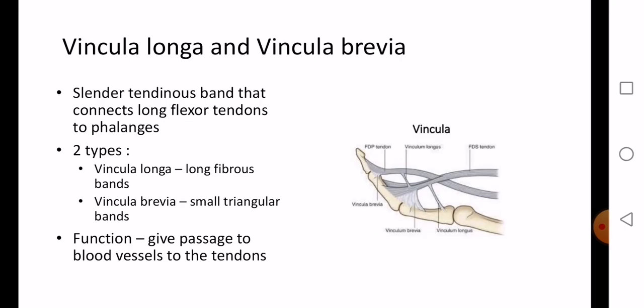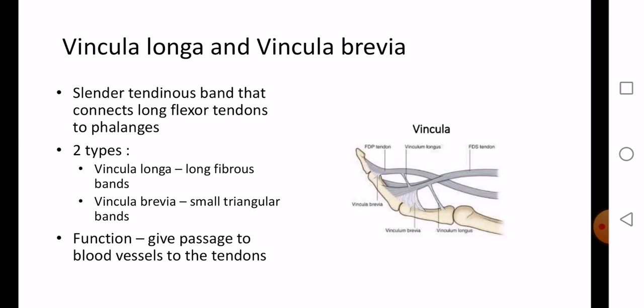Now there is something called the Vincula longa and Vincula brevia. You must be familiar with these terms. They are slender tendinous bands that connect the long flexor tendons to the phalanges. So the flexor tendons are not simply going and attaching to the base of the phalanges. They have other connections in addition to their distal attachment.